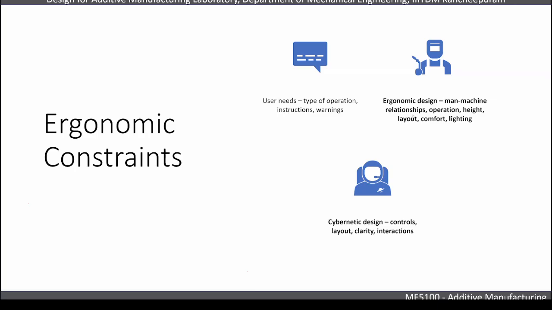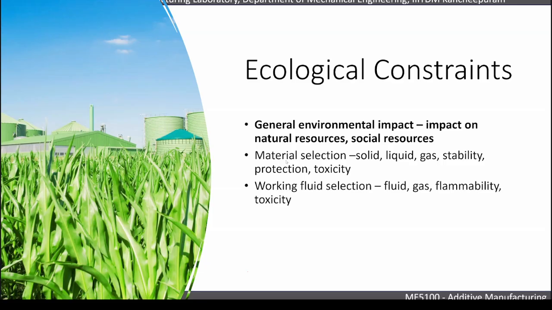And then ergonomic constraints, like having controls, layout clarity, user interface to be clean, man-machine relationships, right? So that is another important constraint in the product design constraints. And then comes sustainability, the most important part of which is the ecological constraint, which talks about green chemistry and using raw materials which are less harmful, avoiding toxic substances, right? So material selection, working fluid selection, like fluid gases, which have less toxicity in manufacture.